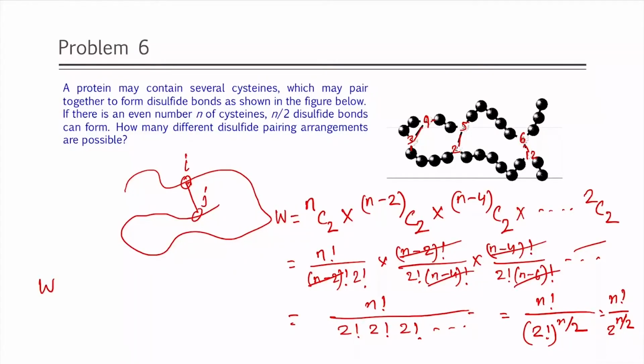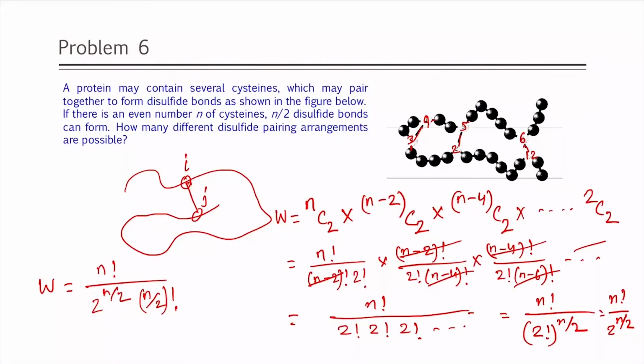So, since we have no preference of any of those n by 2 pairings, the number of pairings possible will be n factorial by 2 to the power n by 2 divided by n by 2 factorial, because we are dividing by n by 2 factorial. So, we are saying that all n by 2 pairings are indistinguishable, which means that 3 4 and 2 5 are not distinguishable, because they are just the pairings, they are just bonds. So, we are not distinguishing a bond between the 3rd and 4th amino acid versus the 2nd and 5th amino acid versus the 6th and 12th amino acid. So, these are the number of possible ways the pairing can be possible for n cysteines.